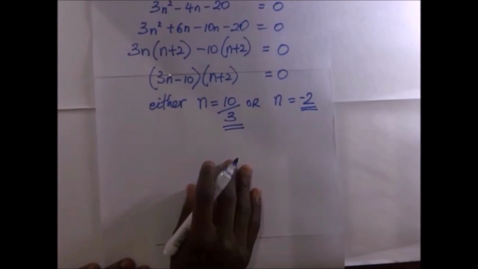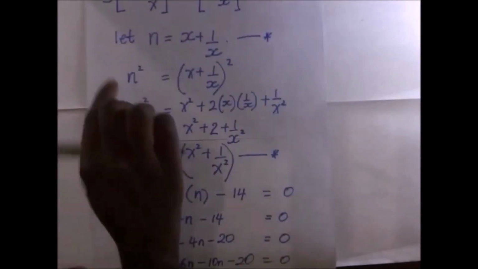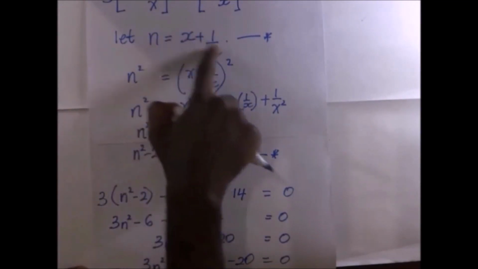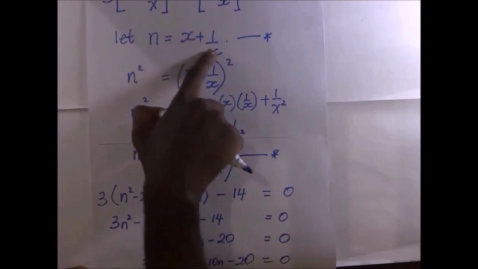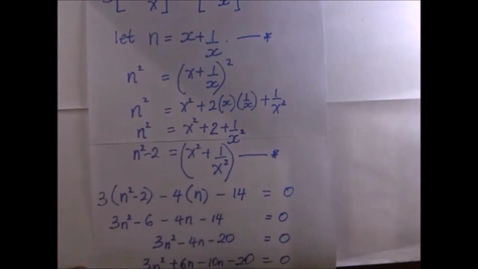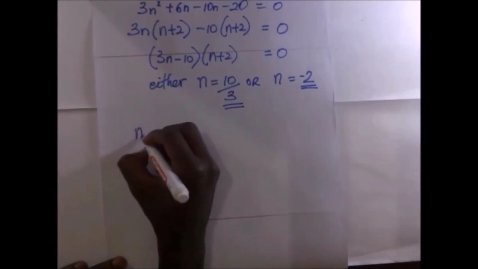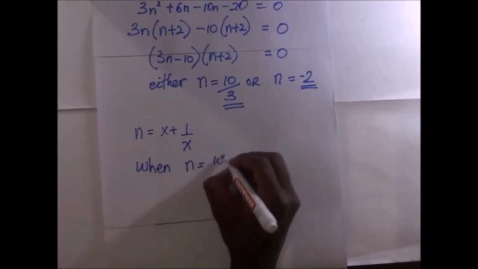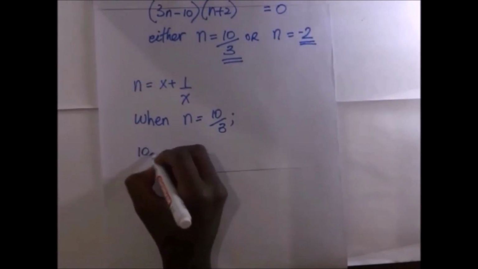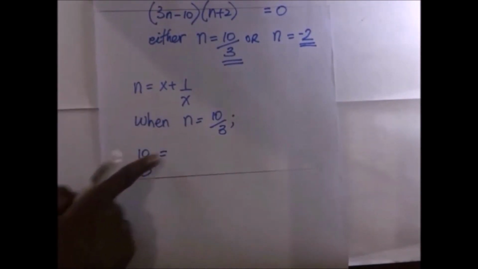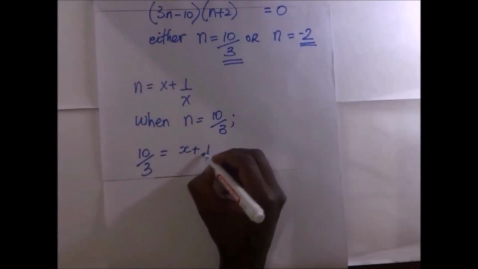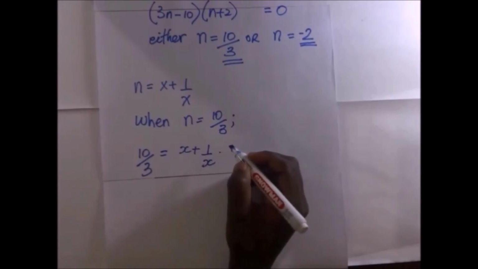So after getting our values of n, we substitute our value of n here, n is equal to x plus 1 over x. We substitute for the value of n we've got so that we get the corresponding values of x, which are coincidentally going to be the roots of the polynomial we are trying to solve for. From our previous workings, we know that n is equal to x plus 1 over x. N is 10 over 3, so 10 over 3 is going to be equal to x plus 1 over x. So we solve for the value of x.